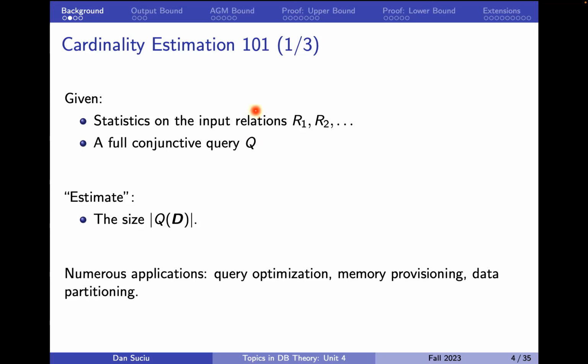There are the input relations. These are stored in the database catalog. And for each input relation, the database maintains some statistics. How many tuples? How many distinct values do you have in each attribute? Maybe some histograms of these attributes. Small statistics. These statistics cannot be big. They have to be small.